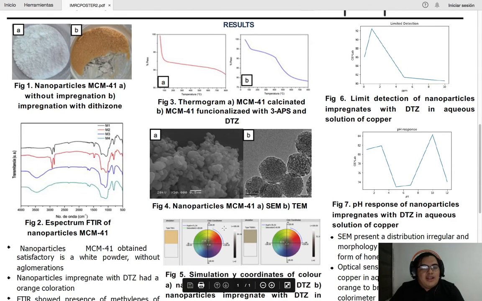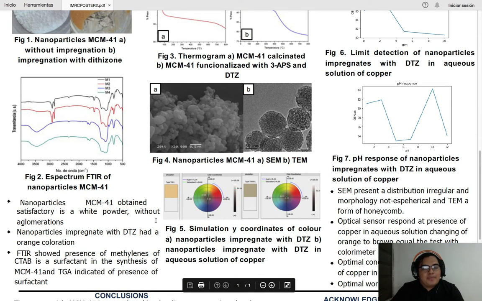In the FTIR, we have a band at 3850 wavenumber, a percent of methylene of the surfactant, indicating the presence of the surfactant in the nanoparticles, without calcination.